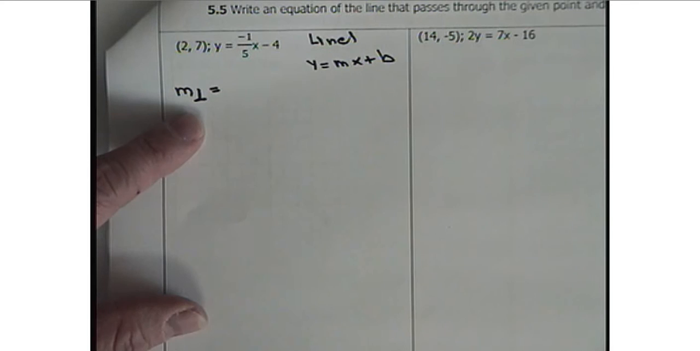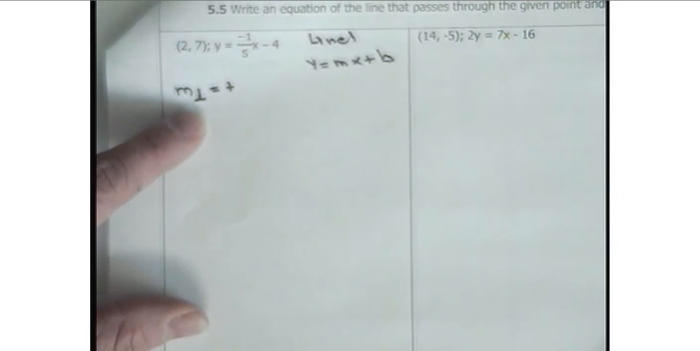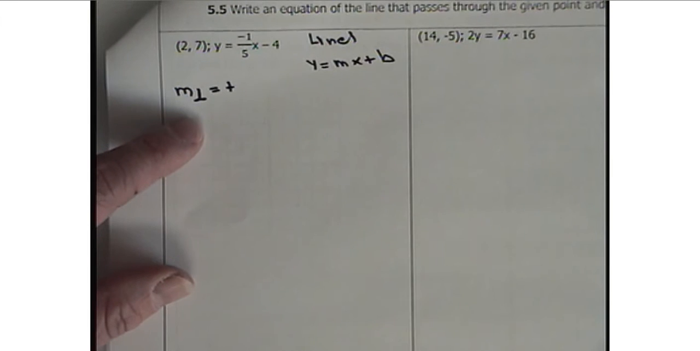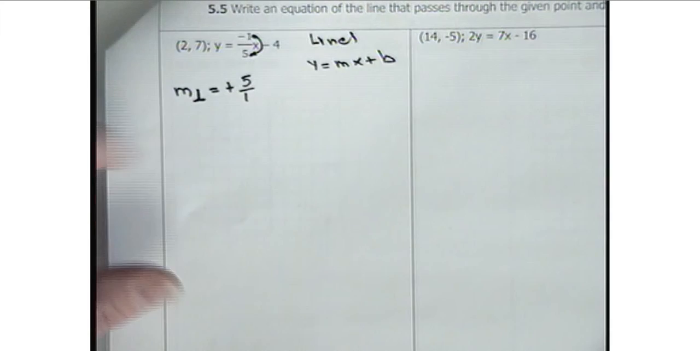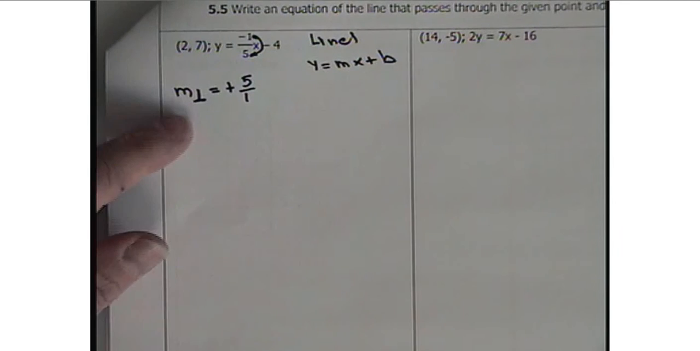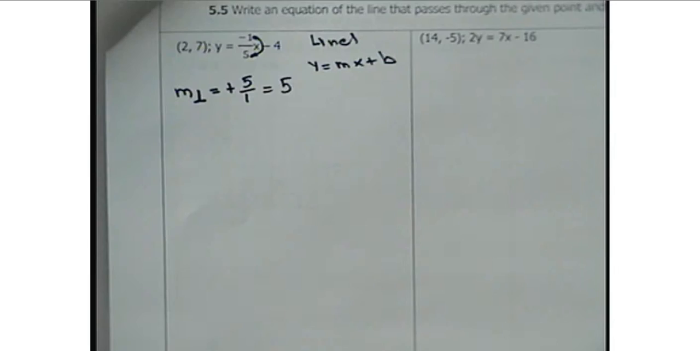So what is opposite first? If this is a negative slope, then my opposite will be a positive slope. Then reciprocal means we need to flip those two numbers. So it will be 5 over 1. Well, what is positive 5 over 1? It's just positive 5, right? So the slope of the second perpendicular line will be positive 5.